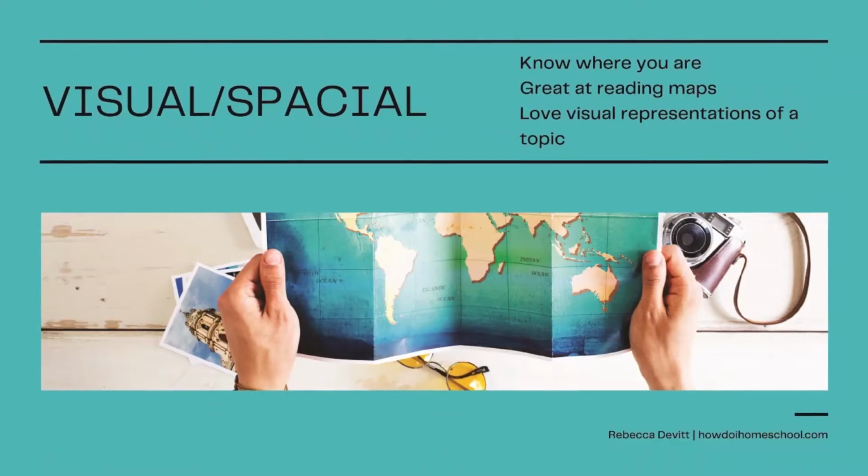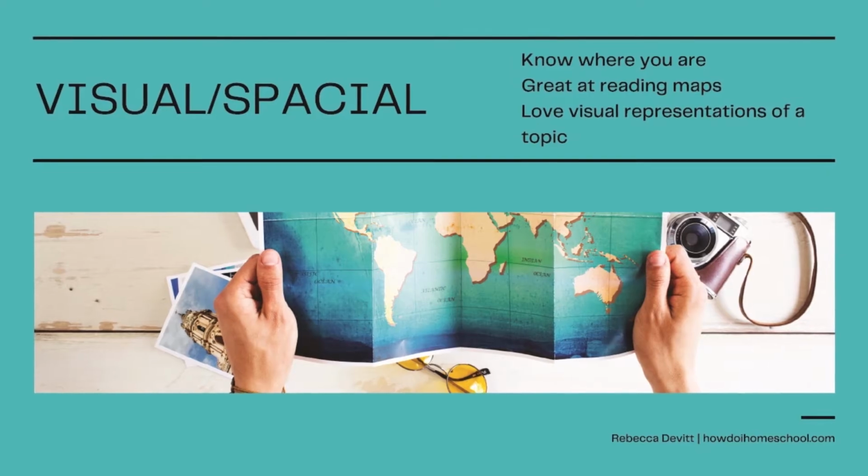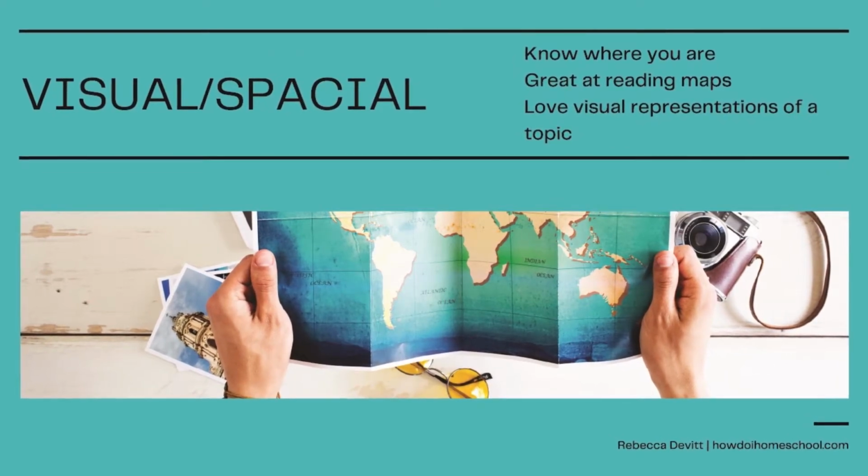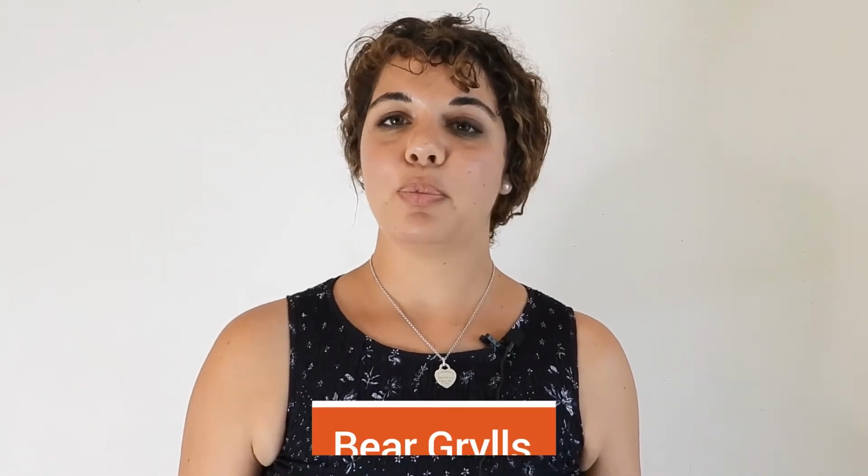Those who are visually or spatially intelligent tend to be very good at reading maps, knowing where they are. They like to be able to think about things in terms of pictures or illustrations, diagrams, that sort of thing. Somebody I thought of who might be visually talented or have a higher visual intelligence is Grylls.